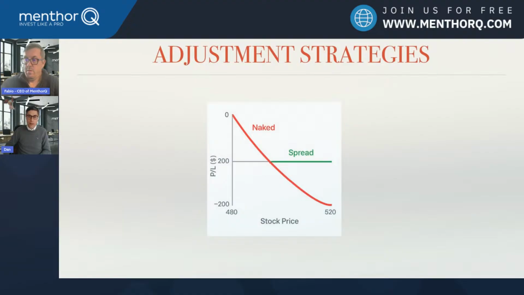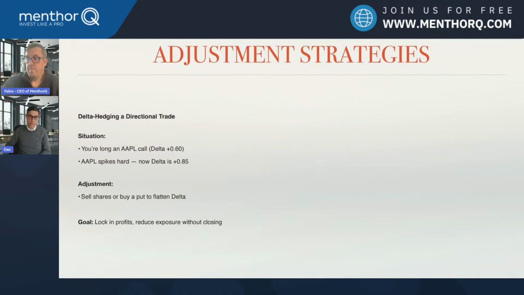So we have a naked put, for example. Yes, in this range, we will make basically all the credit. We are dipping. We add a spread. At some point, we can cap our loss, which is very, very nice.